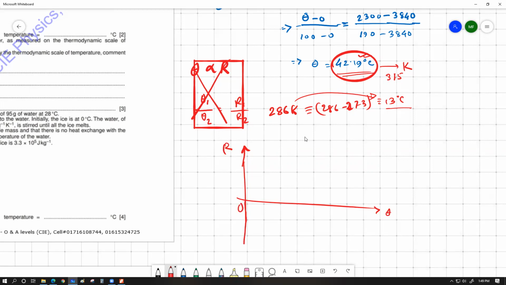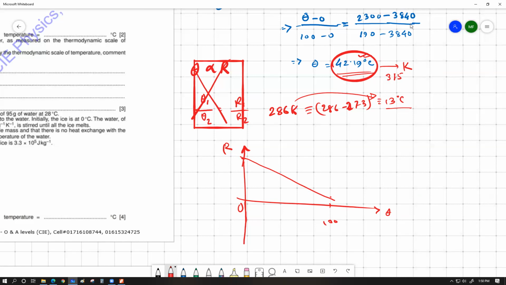As per the question, this line is supposed to be a straight line. At 0 degrees Celsius, we do have some resistance. We have 3840. So close to 0 degrees Celsius, we have a high resistance, and at let's say 100 degrees Celsius, we have a bit low resistance. So the question assumes that this one is supposed to become a straight line between the two temperature scales that we have.